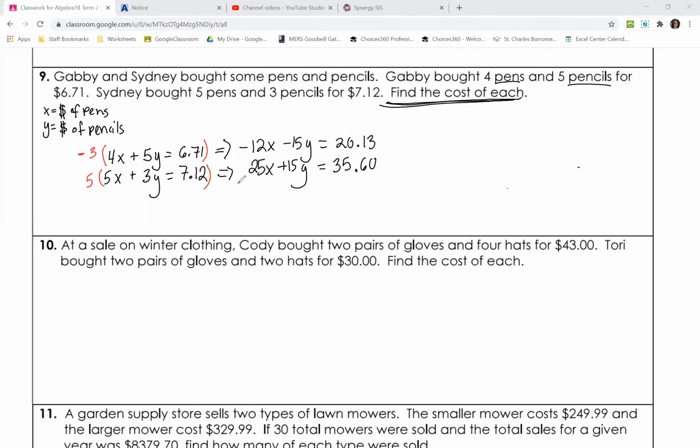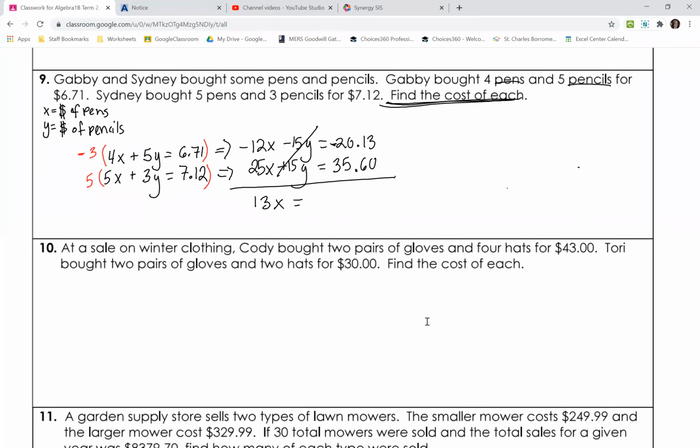Okay. So now, let's make sure I didn't make any mistakes. I do see one. This was supposed to be a negative, right? Because negatives all the way through. Okay. So those go away. I'm left with 13x equals 1547. And then all I'll have to do to solve for x now is divide by 13.